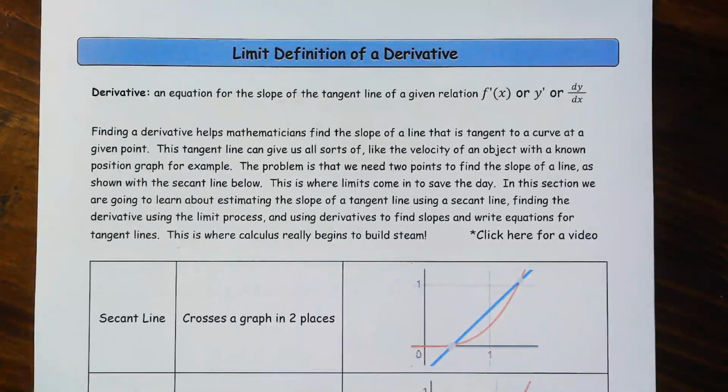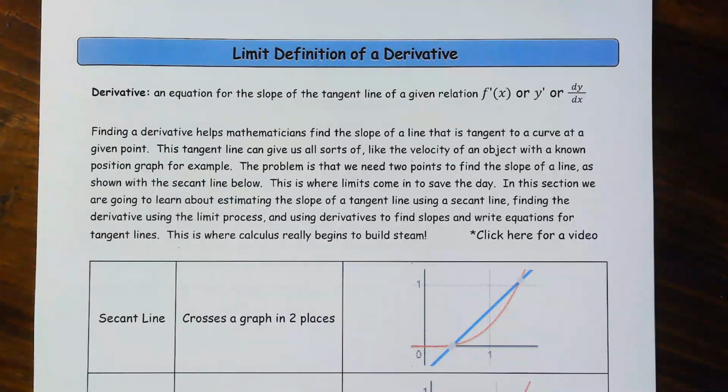We have a lot more background information, or the overview is a lot longer than what I would normally do. But because this is such a transition point, I want to make sure everybody's on the same page as we start to work through. So a derivative, just to define it, is an equation for the slope of the tangent line of a given relation.